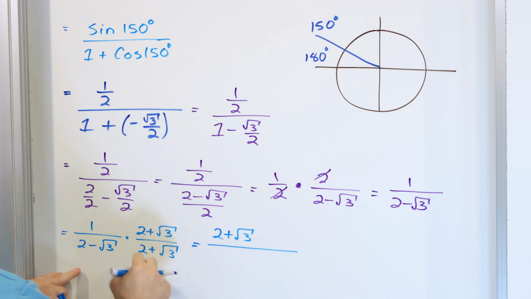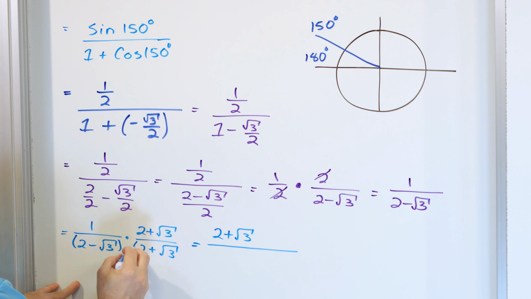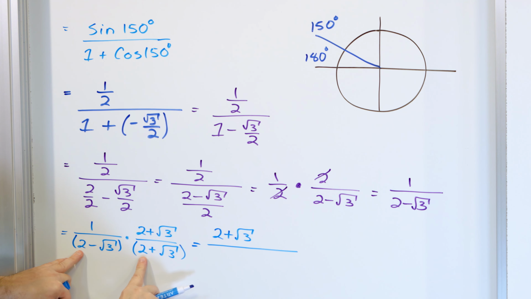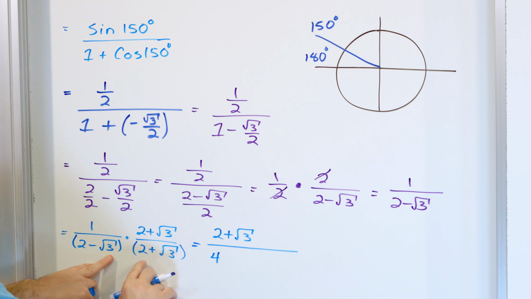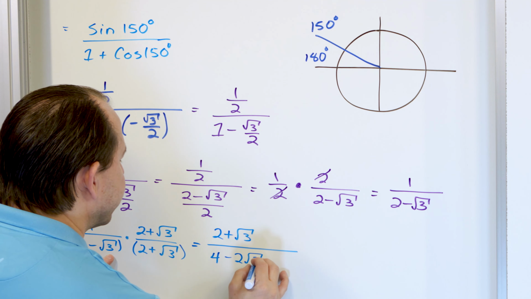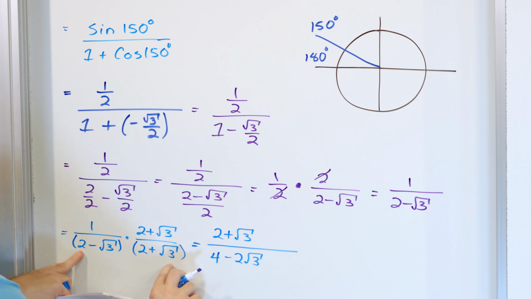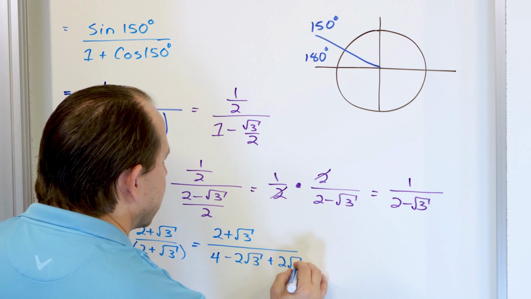What are we going to have in the denominator? This is like FOIL right here, essentially. So you have to multiply the first term. This is a multiplied, right? So the first terms, 2 times 2 is 4. These terms multiplied is minus 2 times the square root of 3. These outer terms is a positive 2 times the square root of 3.